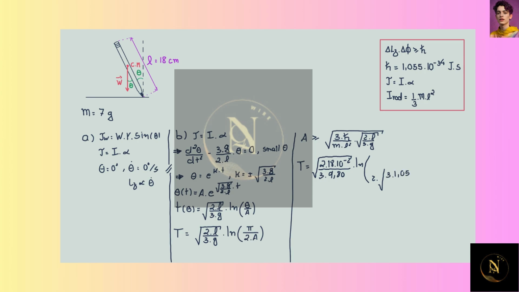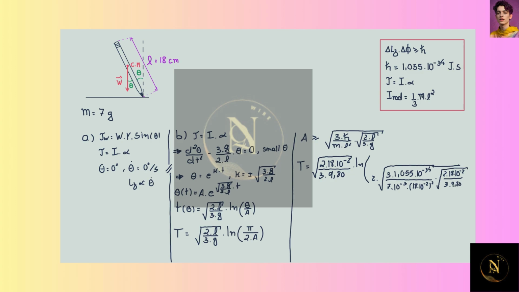which is 1.055 times 10 to the minus 34, divided by the mass of the pencil, which is 7 grams. Let me convert to kilograms by multiplying by 10 to the minus 3, times L squared. L is 18. We convert it to meters by multiplying by 10 to the minus 2, and then we square it according to the equation for A. Then we have to multiply this quantity, still under the square root, by the square root of 2 times L, which is 18, but we convert to meters by multiplying by 10 to the minus 2, divided by 3 times g, which is the acceleration of gravity, so 3 times 9.80.